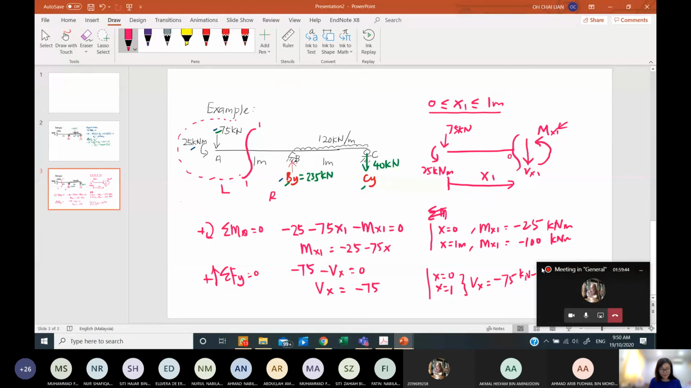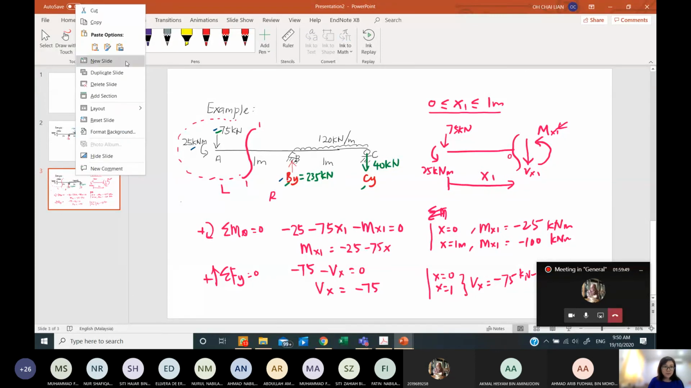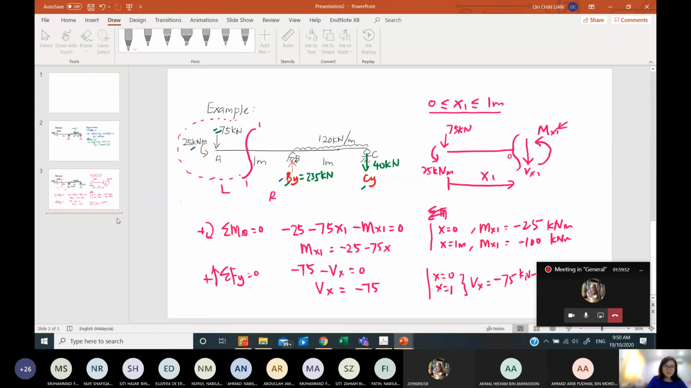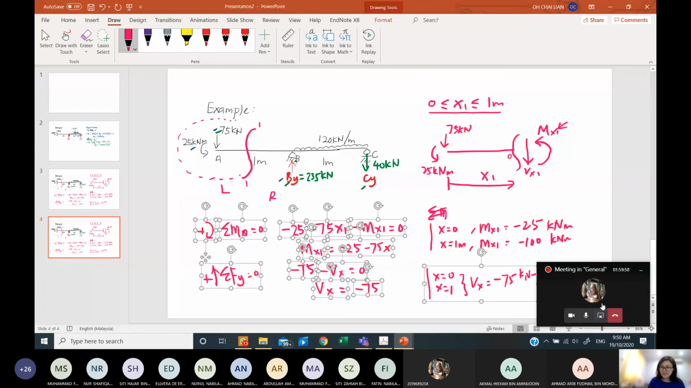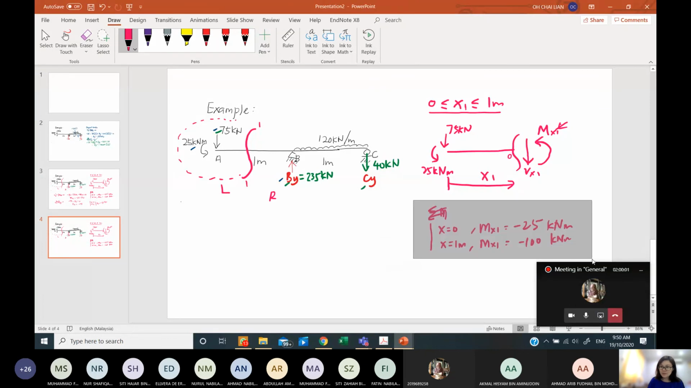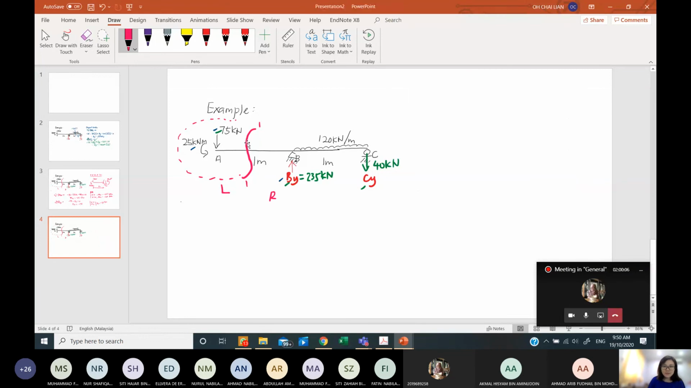As for the shear force diagram and bending moment diagram, maybe you need to continue by yourself. Okay, maybe I will just make sure this is done completely. So now I want to cut a section here. This will be section 2-2.